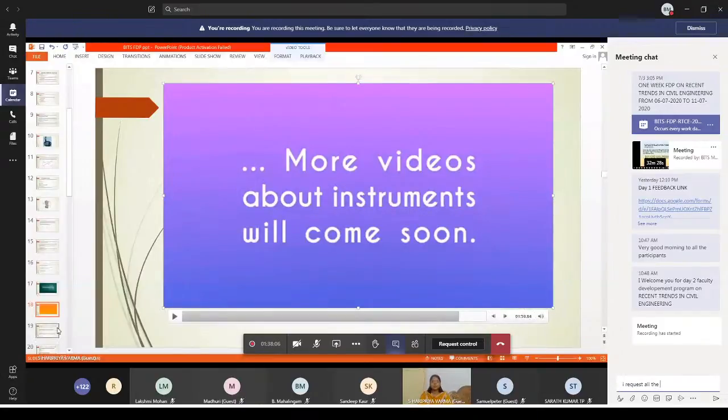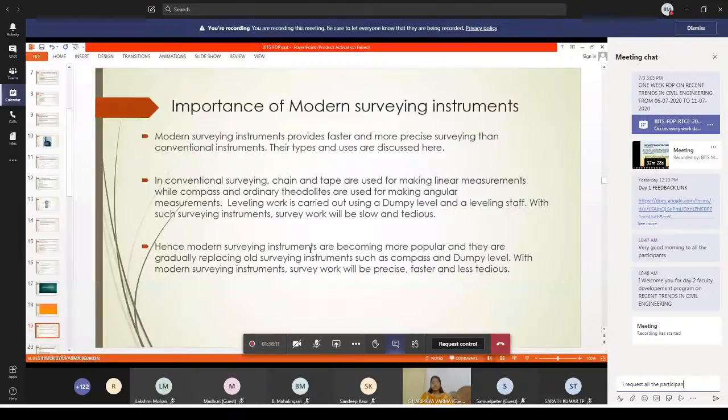So coming to today's topic, that is the importance of modern surveying instruments. In conventional surveying, chain and tape are used for making linear measurements, while compass and ordinary theodolites are used for making angular measurements. Leveling work is carried out using a dumpy level and a leveling staff. With these instruments, survey work will be slow and tedious. Modern surveying instruments provide faster and more precise surveying than conventional instruments.